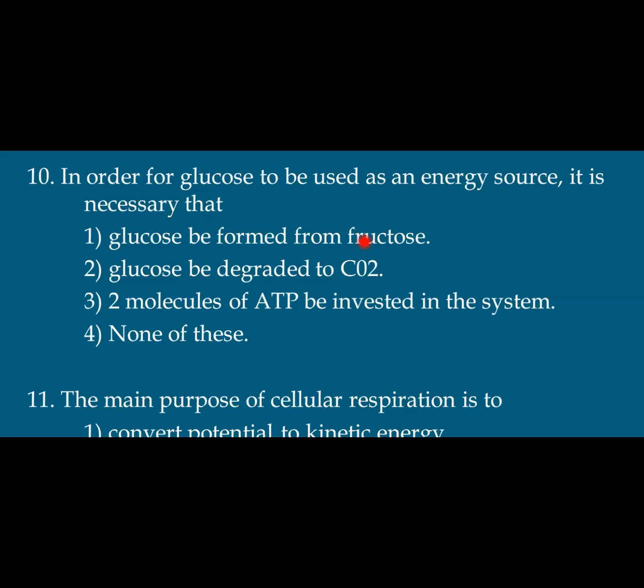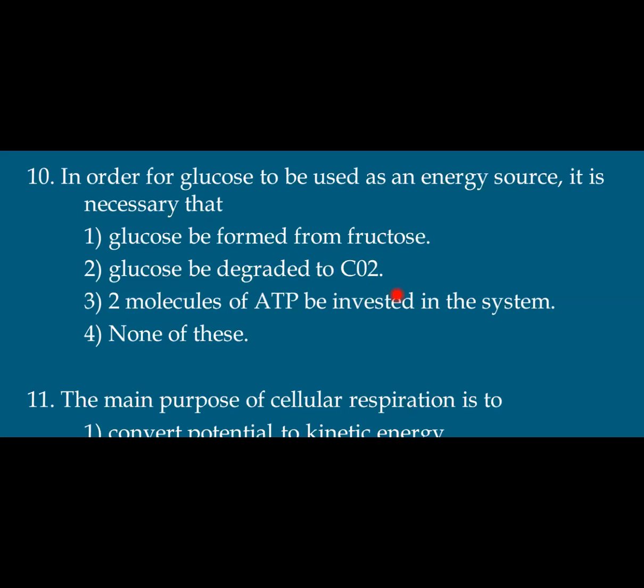Option 1 is wrong. Fructose may or may not be present in the food items we eat. It is not a compulsion. Option 2 is wrong: glucose being degraded to carbon dioxide happens automatically during respiration. When you use glucose as a source, definitely CO2 will be evolved if it is completely oxidized. So this is not the answer.